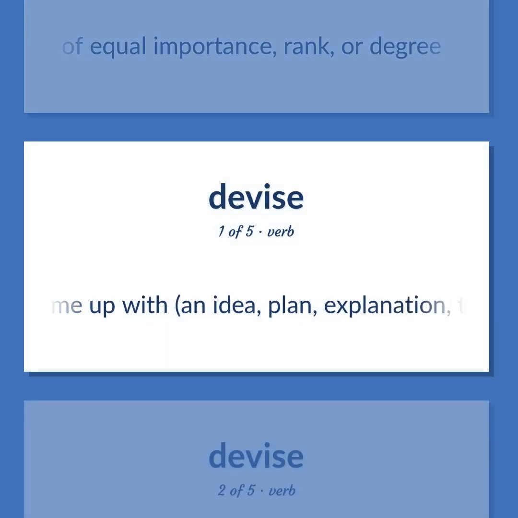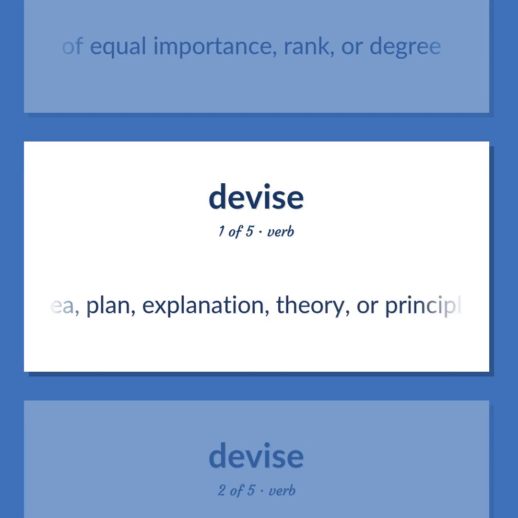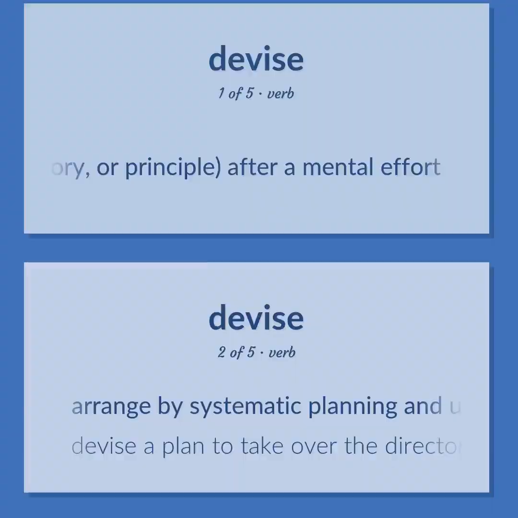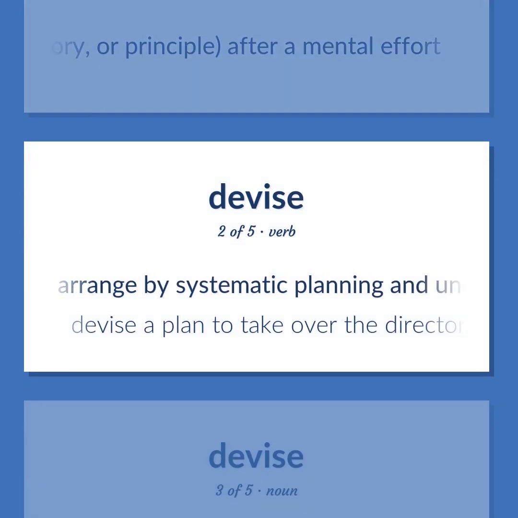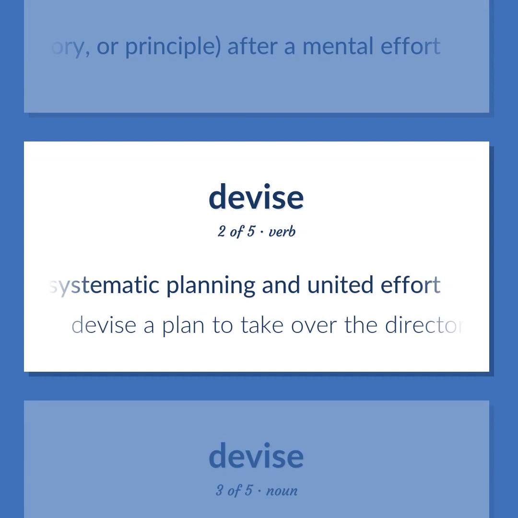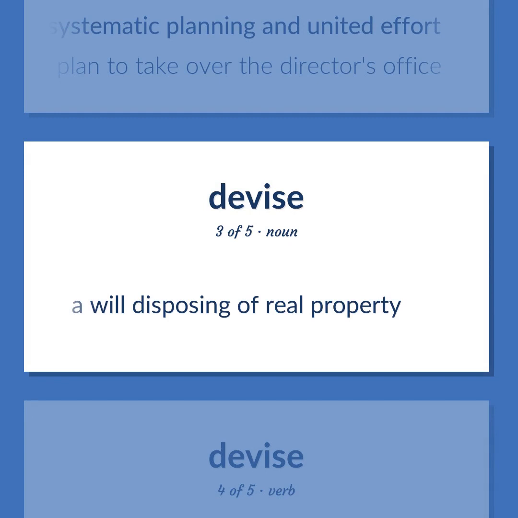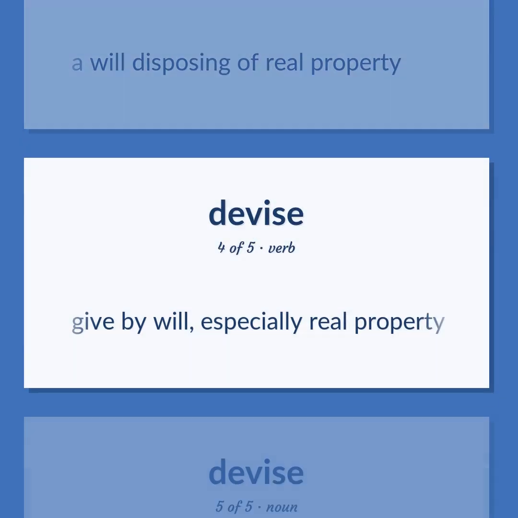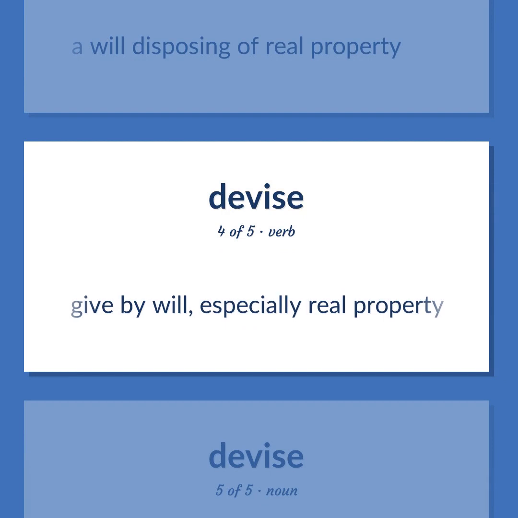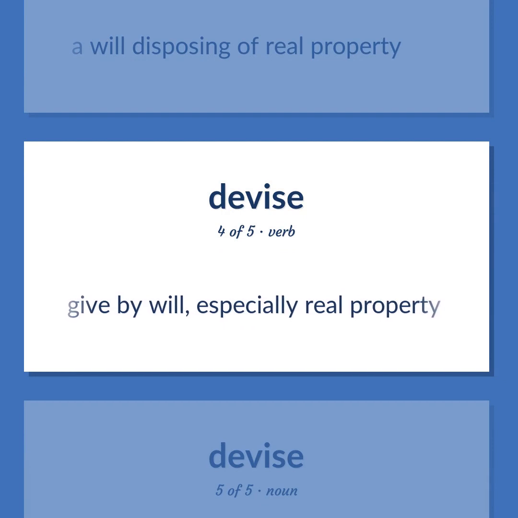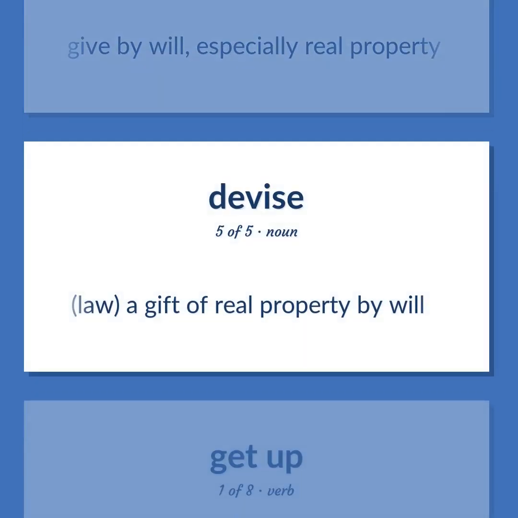Come up with an idea, plan, explanation, theory, or principle, after a mental effort. Arrange by systematic planning and united effort. Devise a plan to take over the director's office. A will disposing of real property. Give by will, especially real property. Law. A gift of real property by will.